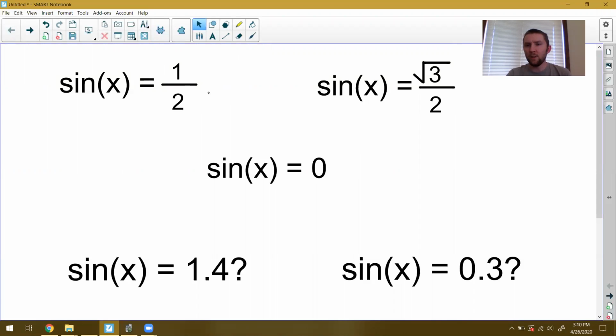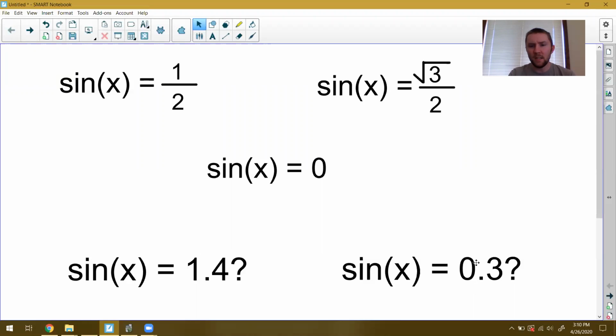But what we're eventually going to have to be able to do is broaden our horizons and be able to solve trig equations that do not come from our unit circle. For example, sine of x is equal to 1.4. What values of x allow me to get a sine value that's 1.4? What values of x allow me to get a sine value of 0.3, right? So we're solving sine of x equals 0.3, figuring out what x values would work for that.